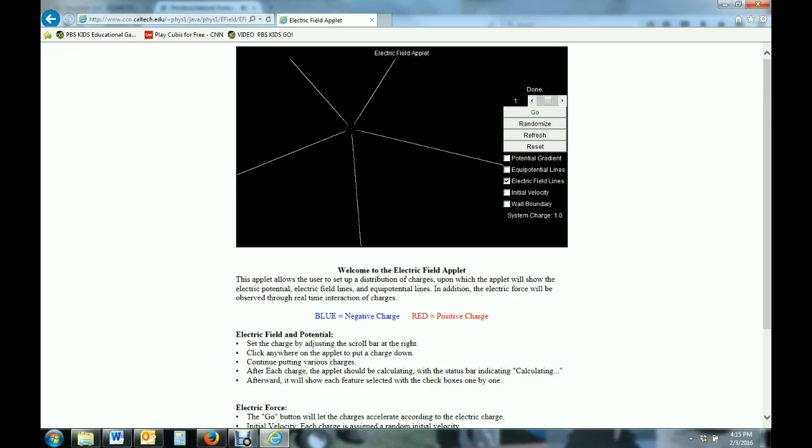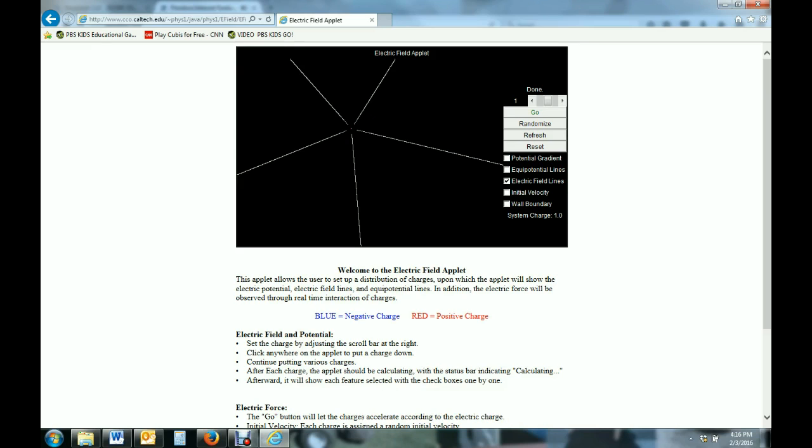So anything I put here are the fixed charges, and now I can imagine bringing in a little positive charge, and it is going to move away from my set positive charge along one of these lines. If I set it here, it'll move straight out. If I set it here, it'll move straight out. If I set it on the line, it will follow the line outward.